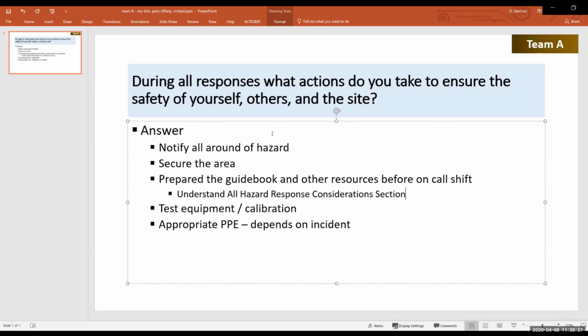Perfect. Thank you, Team A. Awesome. Good job on identifying all the actions you take, because it's not just about securing the site, but making sure you yourself have everything you need and the other people in the area are safe. So thank you. We are going to move on to Team B.